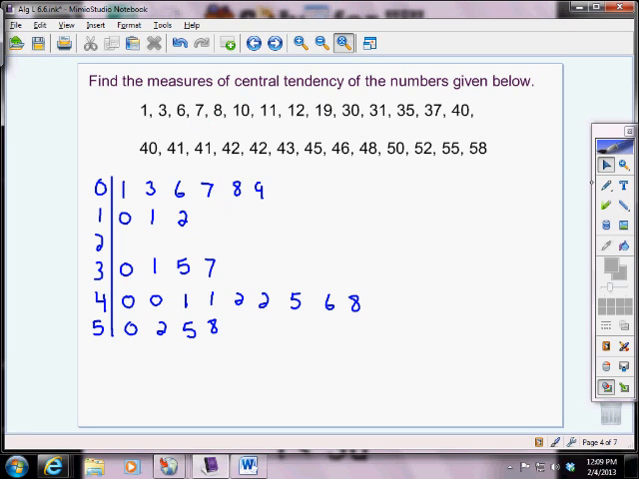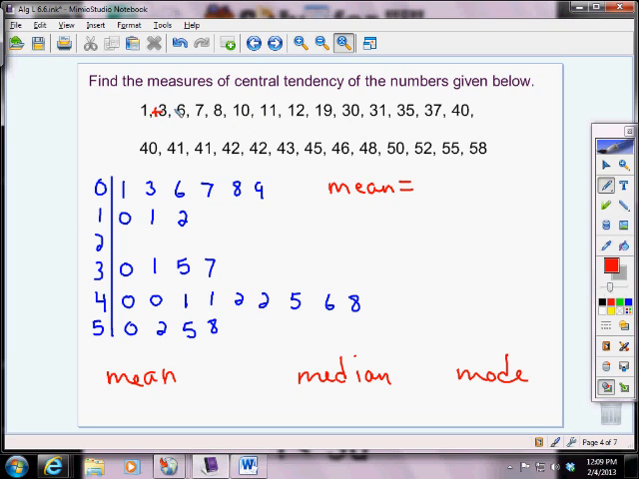Now, measures of central tendency are mean, median, and mode. To find the mean, you don't need to have the numbers in order. But to find the mean we have to add all of these numbers up. So you have to go 1 plus 3 plus 6 plus 7 plus 8 plus 10.